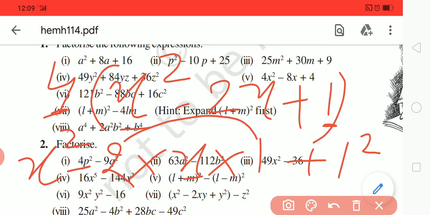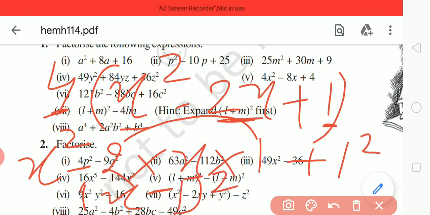2 ones are 2, and x, yes, it is the same middle term. So we can write the first term x, sign of the middle term minus, and the last term 1, and this is x minus 1 whole square, right? So this is the solution, x minus 1 whole square.